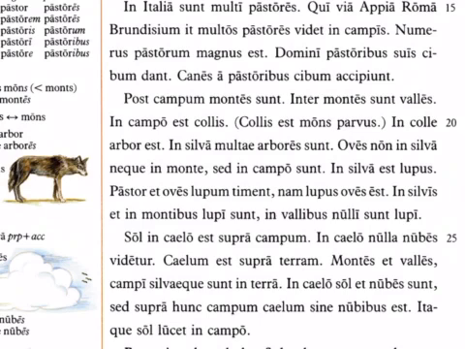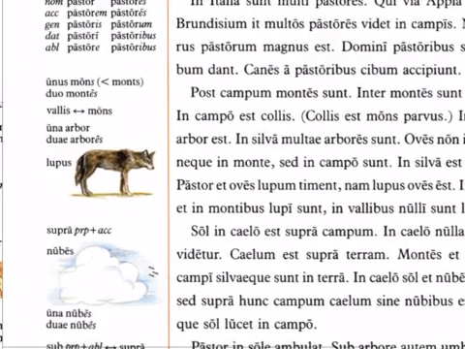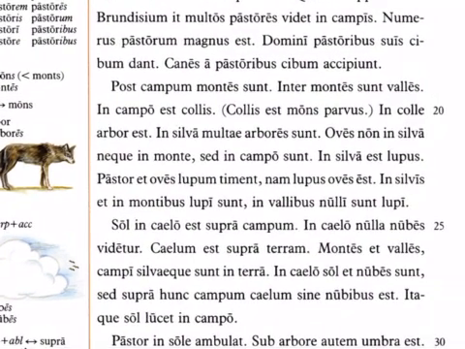In colle arbor est. On the hill there is a tree. In silva multae arbores sunt. In the forest there are many trees. Oves non in silva neque in monte, sed in campo sunt. The sheep are not in the forest nor on the mountain, but are in the field. In silva est lupus. In the forest is a wolf. And we can see the lupus in the margin there.